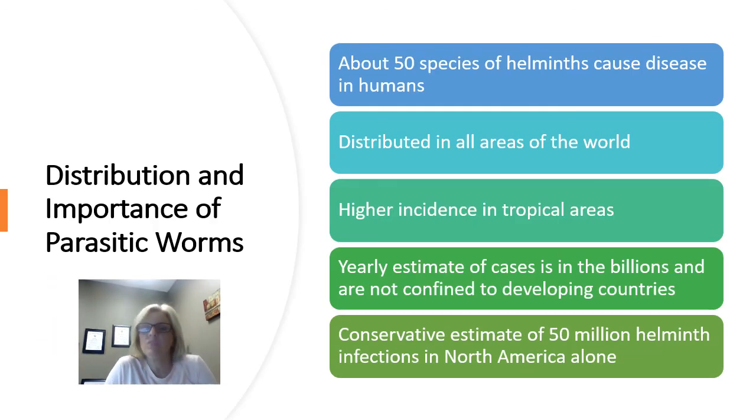So we have about 50 different species of helminths that can cause disease in humans. These are distributed all over the world. There is definitely a higher incidence in tropical areas. We just have an environment that is more conducive to them. The yearly estimated amount of cases is in the billions, especially for developing countries. And in America, 50 million helminths is actually a conservative number. So these are prevalent.